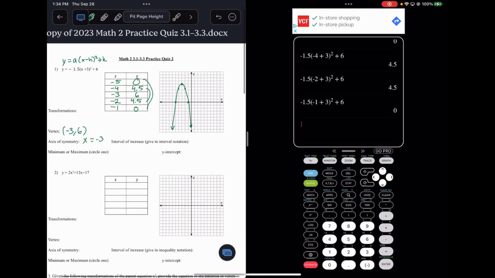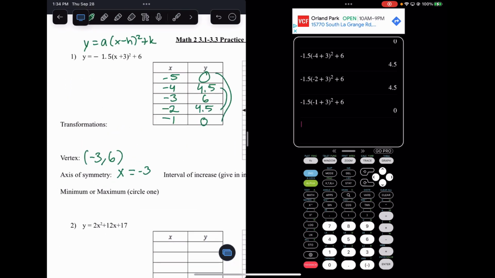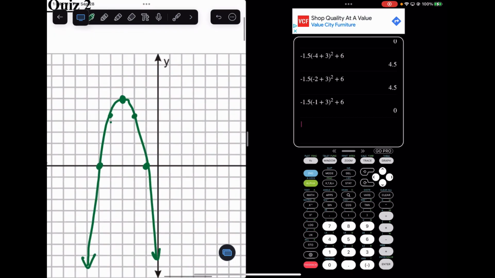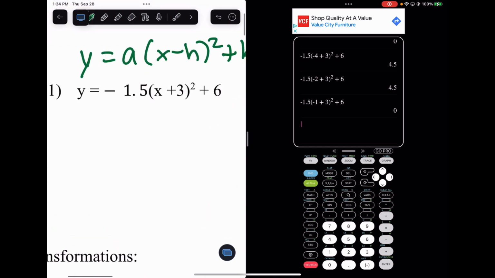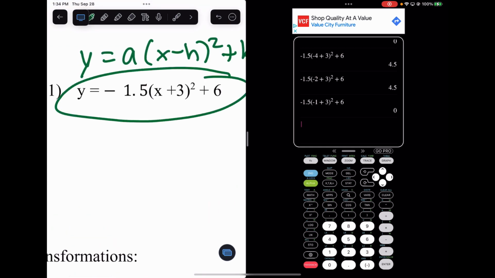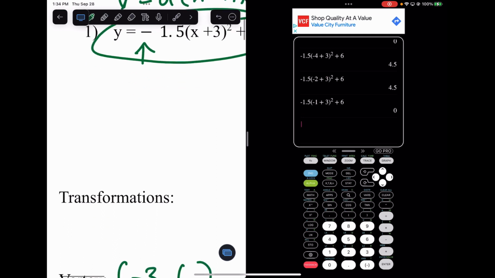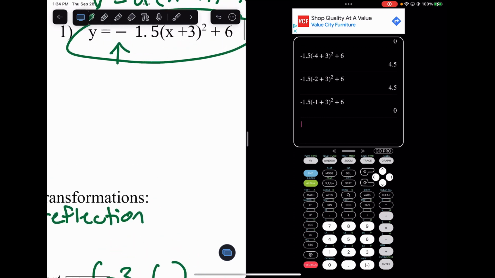All right. Now, for my transformations, you can either explain your transformations by looking at the graph, or you could think about it in terms of your vertex form, or your vertex and your a value, really. So first off, let's look at our a value. This negative in our a value makes it a reflection, all right? You could say reflection or reflection over the x-axis, whatever you prefer.